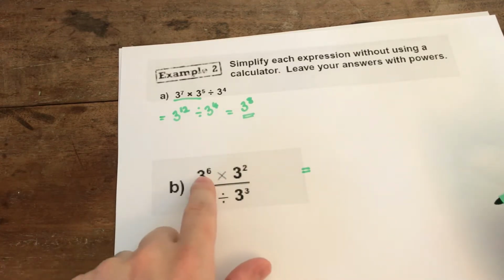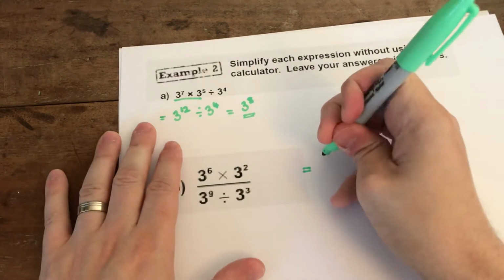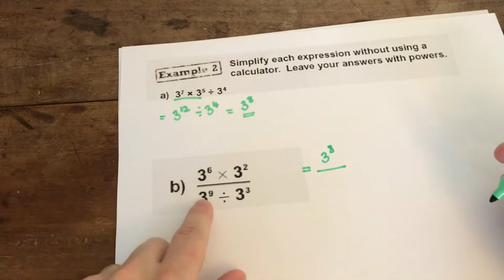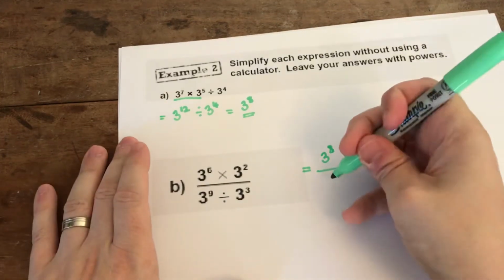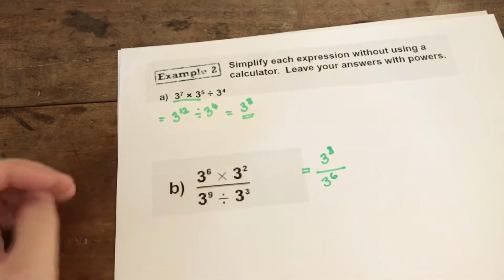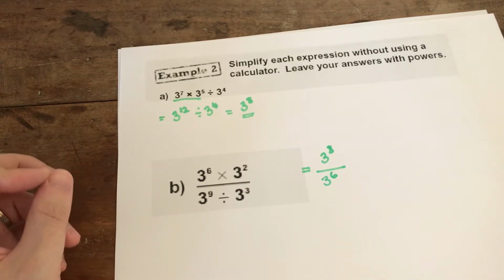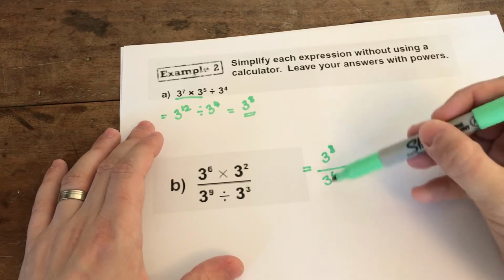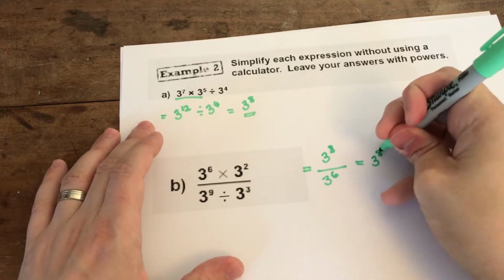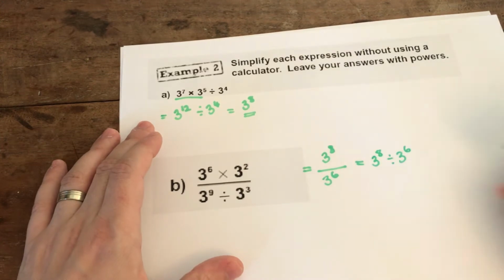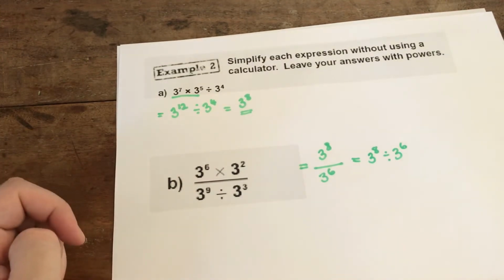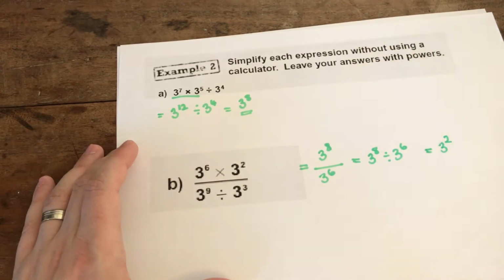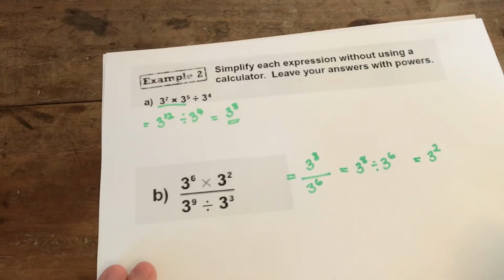So we have 3 to the power of 6 times 3 to the power of 2. We add our powers, which gives us 3 to the power of 8. For 3 to the power of 9 divided by 3 to the power of 3, we subtract our powers, and that gives us 3 to the power of 6. Now we have a fraction, which is the same as a divide, as I said last lesson, if you remember. You don't have to write it out like that, but I have in this case just to show you that it's the same. And we take our powers away, and you get 3 to the power of 2.